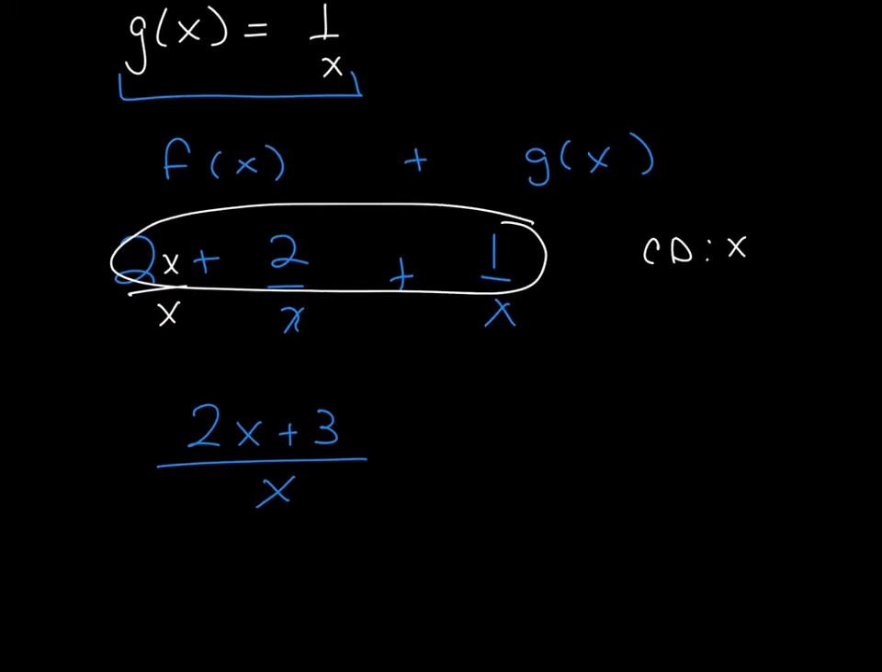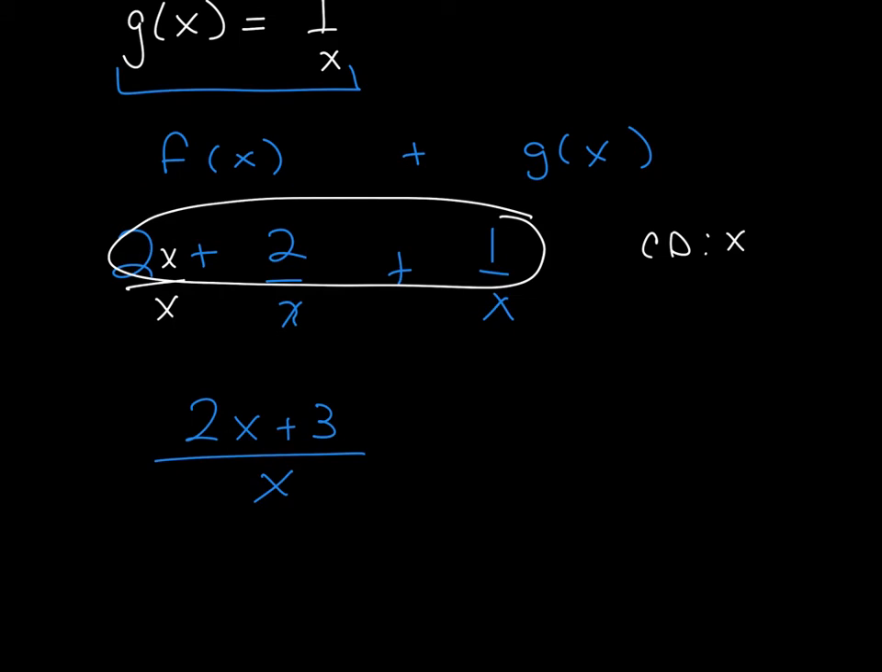Now, we do have to talk about the domain and range of this. The domain is everything except for x cannot equal 0. So that goes from negative infinity to 0, union with 0 to positive infinity, because 0 is excluded.